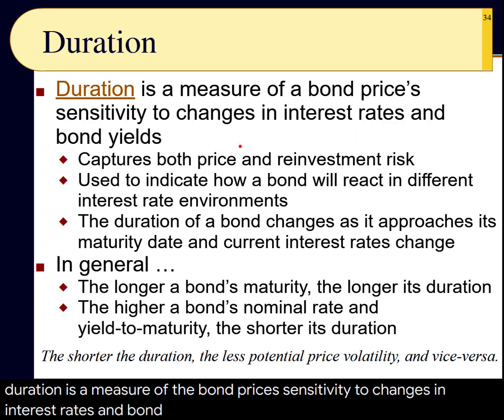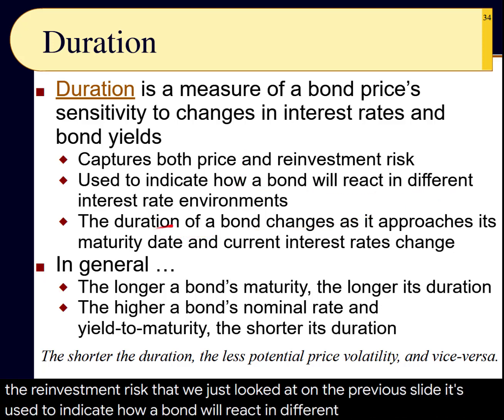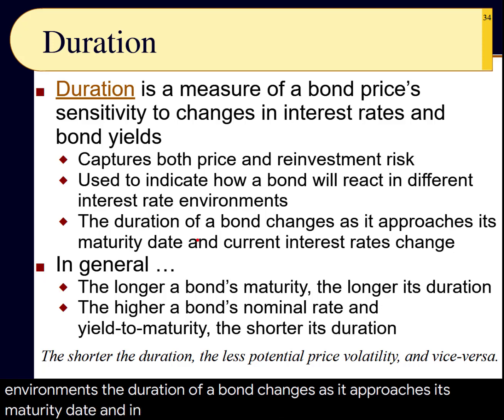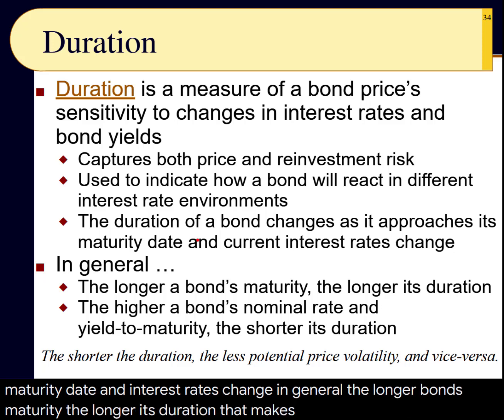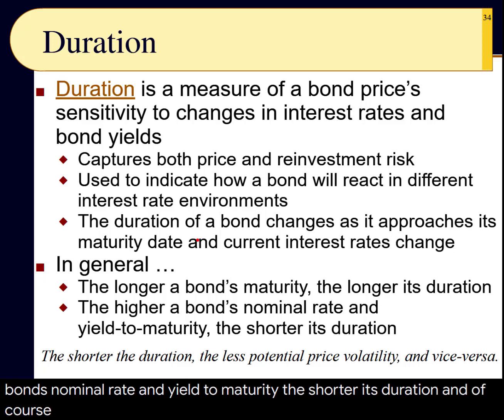This captures both the price risk, interest rates going up and down, and the reinvestment risk that we just looked at on the previous slide. It's used to indicate how a bond will react in different interest rate environments. The duration of a bond changes as it approaches its maturity date and interest rates change. In general, the longer a bond's maturity, the longer its duration. That makes sense. But the higher the bond's nominal rate and yield to maturity, the shorter its duration. And of course, the shorter the duration, the less potential price volatility. The longer the duration, the more potential price volatility.